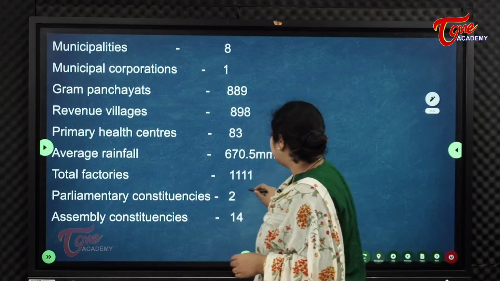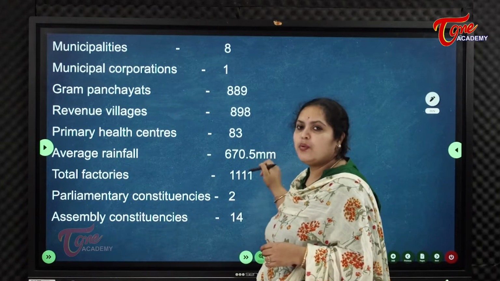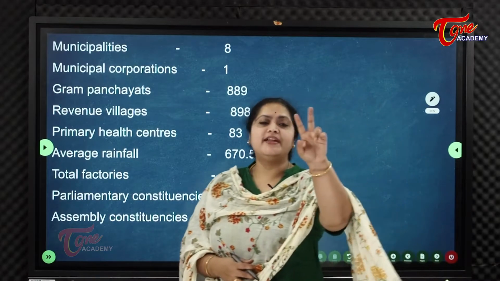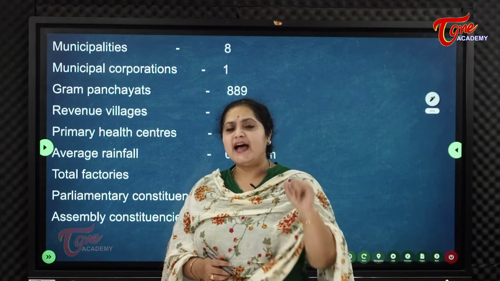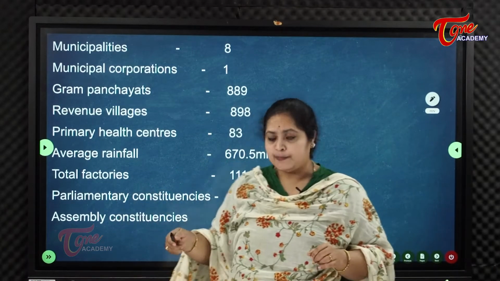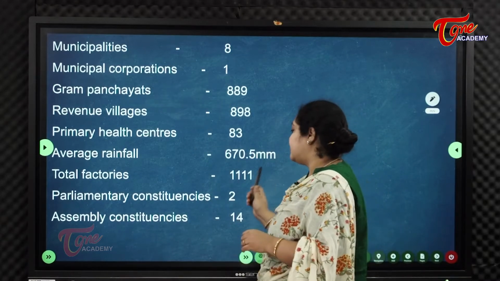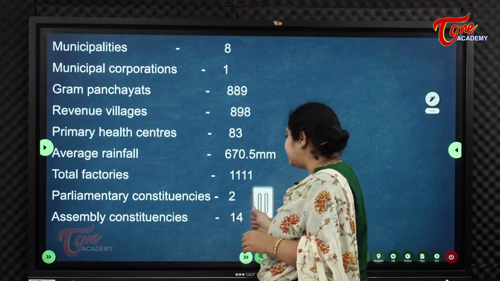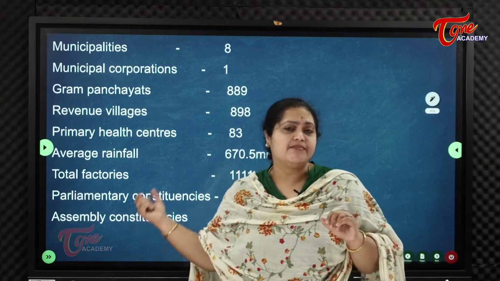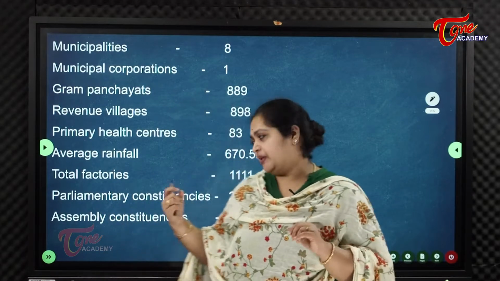Total factories: 1111. How many parliamentary constituencies? Only 2 parliamentary constituencies. It means only 2 Members of Parliament come from this district and represent it in the Parliament of India. Next, assembly constituencies. There are 14 assembly constituencies. It means 14 MLAs come from this region and represent it in the state of Andhra Pradesh.